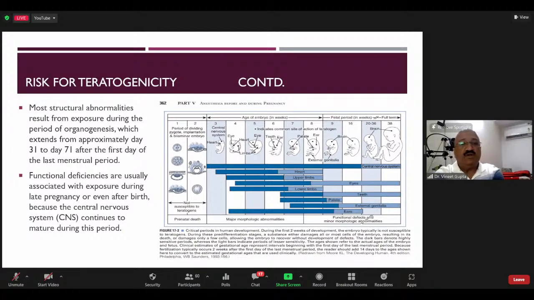Most structural abnormalities result from exposure during the period of organogenesis, which extends from approximately day 31 to 71. That means almost 10 weeks, 9 to 10 weeks. That is the most susceptible period for teratogenicity. Functional deficiencies are usually associated with exposure during late pregnancy or even after birth, because the central nervous system continues to mature during this period.